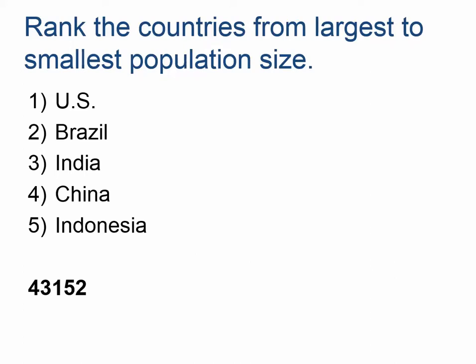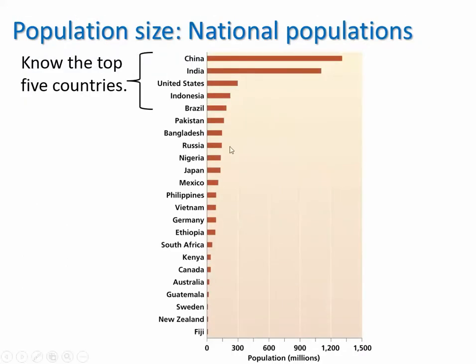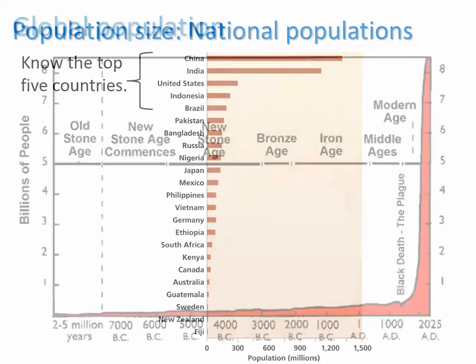Alright, welcome back. So we got China, India, US, Indonesia, and then Brazil. So you should know these top 5 countries. And we can see that India and China both have about 3 or 4 times more population than the US. The US coming in right around 300 million, and India and China over 1.1 billion to 1.3 billion. 3 or 4 times more.